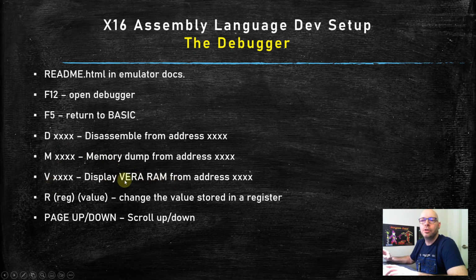So the VRAM is video RAM. This computer has a Vera board which controls the video. It has its own RAM memory installed, which controls what gets displayed on the screen. So if you want to see the contents of the video RAM, you can use this V command in the debugger as well. Then here we have R, which changes the register value, and Page Up and Page Down on the keyboard will scroll up and down on the output. So let's give some of these, or maybe all of these, a try.